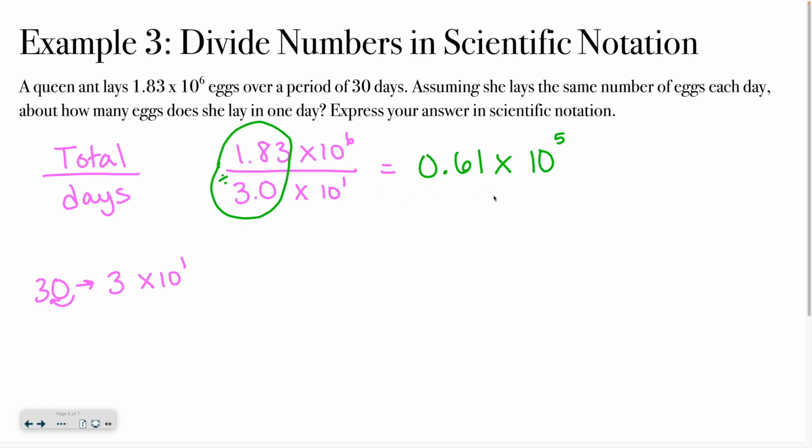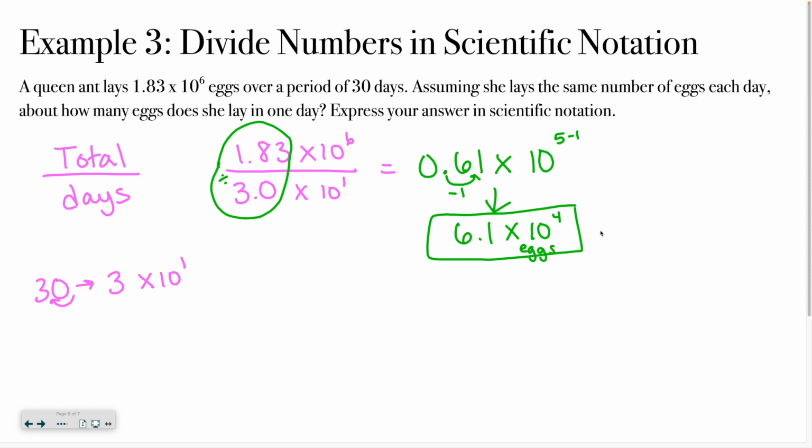And the last thing I have to do is just make it into real scientific notation form, right? I have to have this decimal after a non-zero number. So I'm going to move it to 6.1. But do you see how this time I'm moving my decimal to the right? When I move it to the right, when it's already in scientific notation, I need to subtract 1 from my exponent. So now I have 6.1 times 10 to the 4th. And my label would be eggs. Okay, so 6.1 times 10 to the 4th eggs is how many eggs the queen ant lays each day.